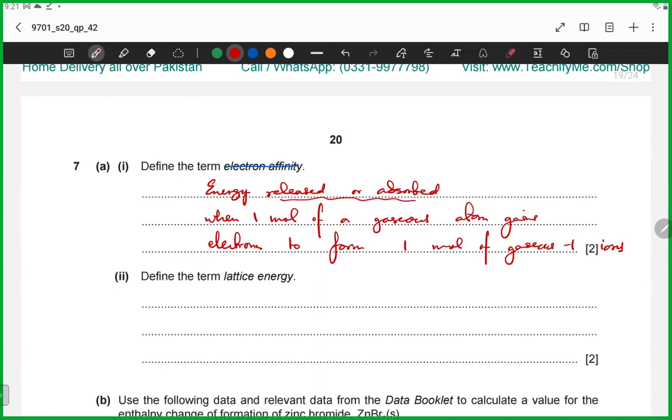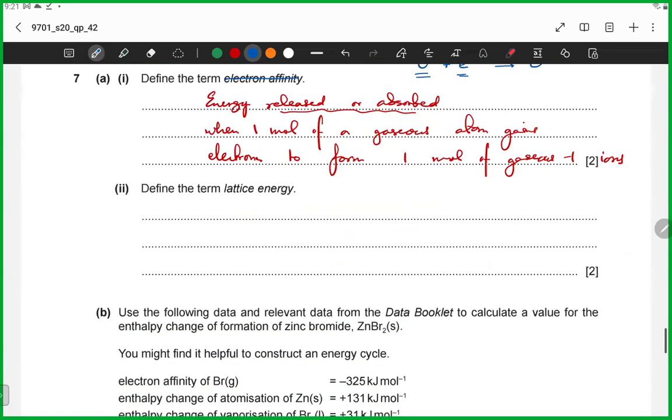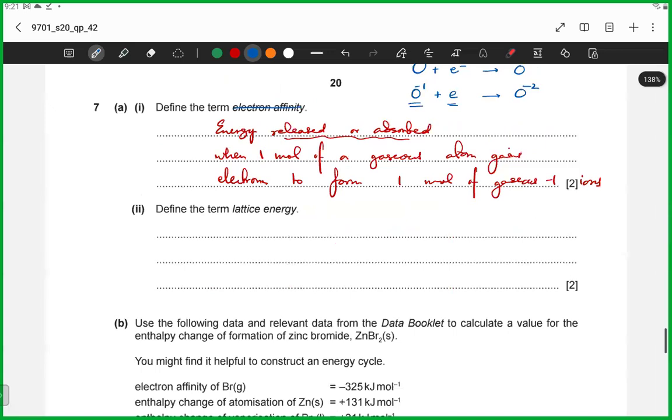And remember, electron affinity can be endo and exo. The first one is normally exo. Oxygen can easily gain the first electron. It's very hard for the second electron affinity. That's endothermic. Oxygen -1 would find it very difficult to gain the second electron, because it's already negatively charged, so there would be too much repulsion. So the first is normally exo, the second one is endo.